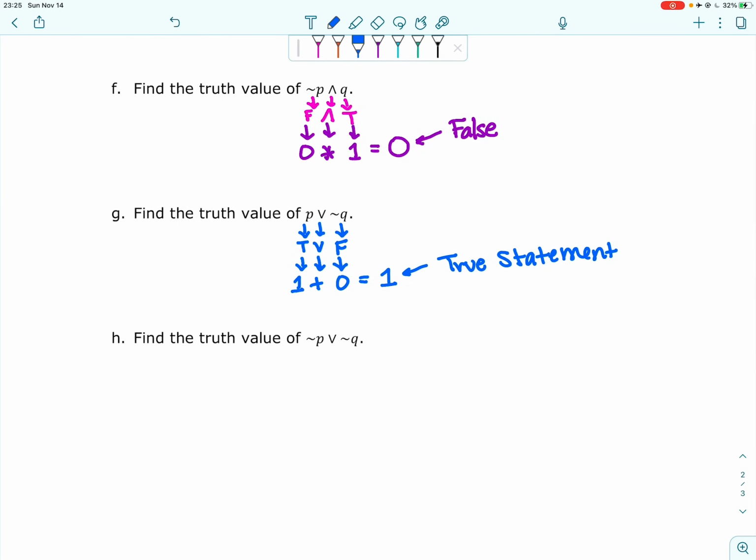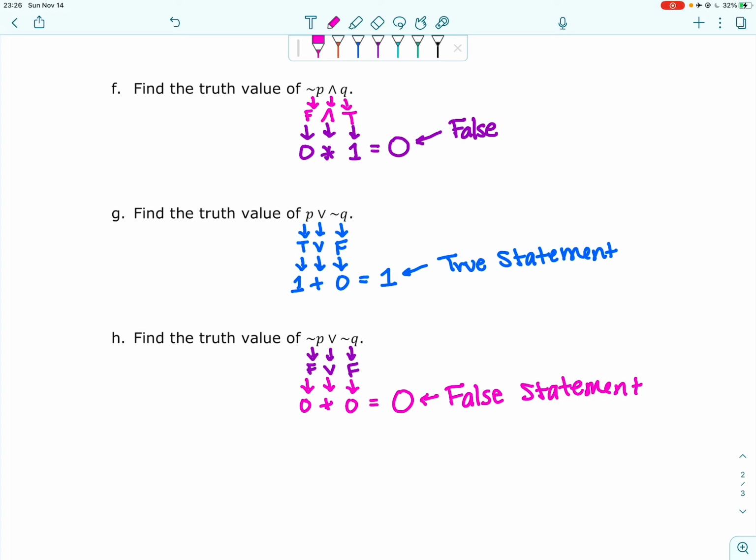And the last one, not P is false, or not Q is false. So a false statement is represented with a 0, or means addition, and a false statement is represented with a 0. 0 plus 0 is 0, so this statement is false.